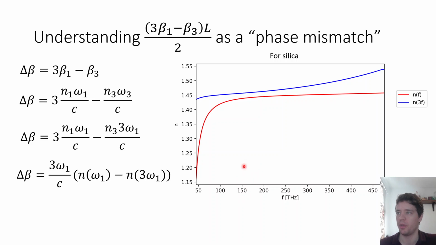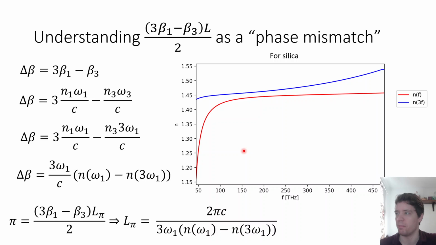For example, here at 150, we can see the index has a certain value. Then we can go up to 450 and see what value it has here, and then simply graph that over here on the blue chart. So basically, the point is that in any location where this difference here is small, we're going to have a small phase mismatch, and then a more efficient power transfer from the initial frequency into 3 times that frequency.